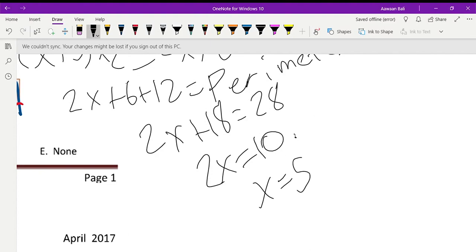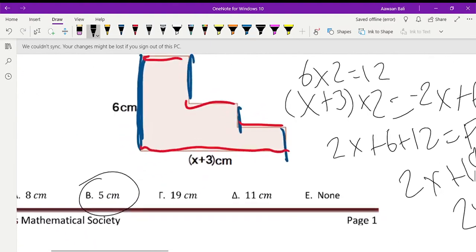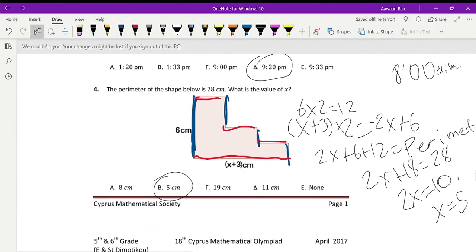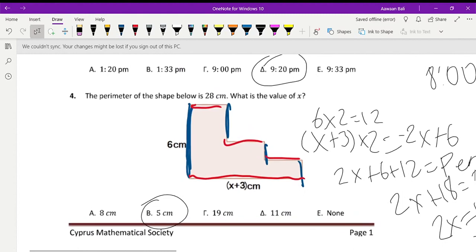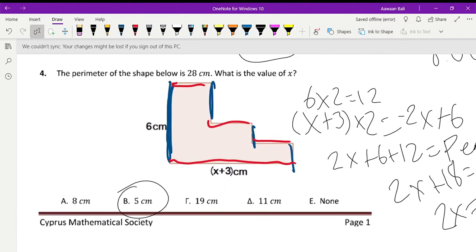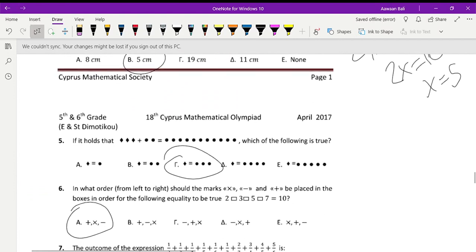X is 5. Which means that when we have x plus 3, well, basically we find the value of x directly, which is 5. And if you want to check it, you have 6 times 2, 12, and 5 plus 3 is 8. So 8 times 2, 16. 16 plus 12, 28. So therefore, the answer is Vita, 5 centimeters.